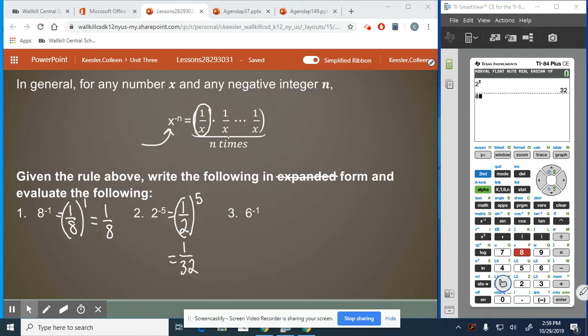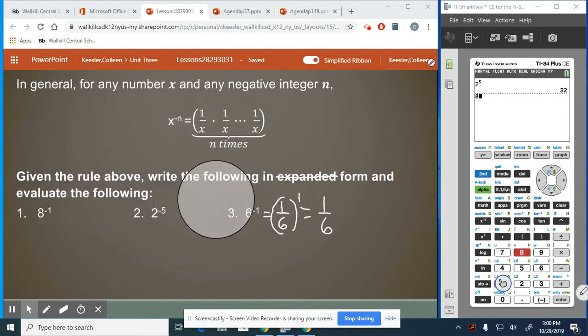Next one, again, we get rid of the negative by rewriting it as 1 over 6. Tells us to do it one time. So our final answer is just 1/6. So this is a very important rule when we get into looking at exponential functions. Well, we will be working with exponents a lot.